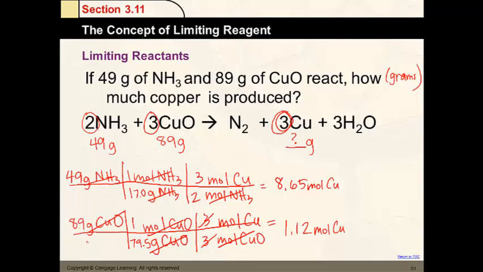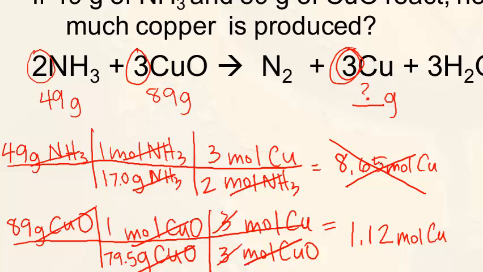Okay, so now what do these numbers mean? Remember, it's the smaller one that comes from the limiting reactant. So this isn't possible. I can't make 8.65 moles of that. So that's not going to work at all. That was the excess reactant, which was NH3. This is what we run out of first. Copper oxide runs out first because of the smaller answer.